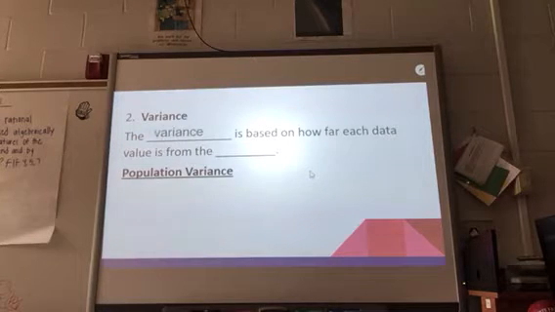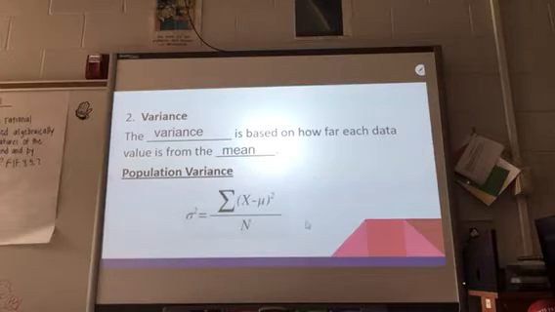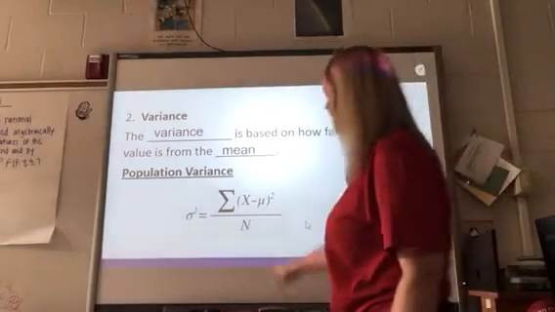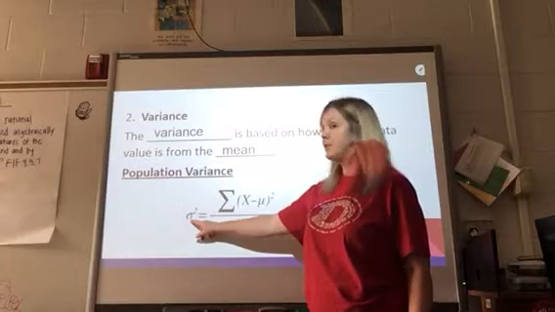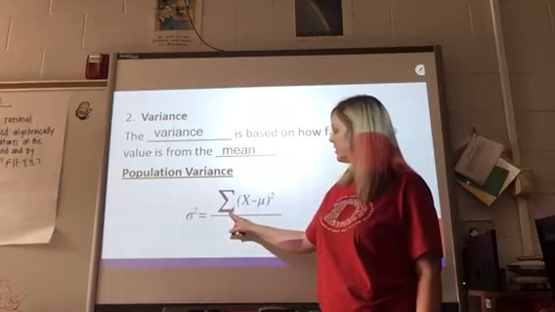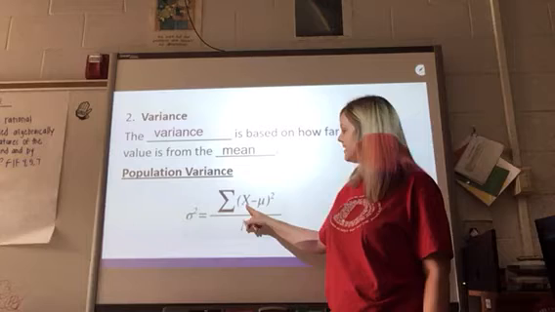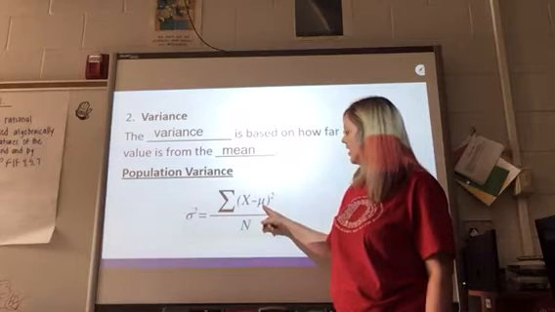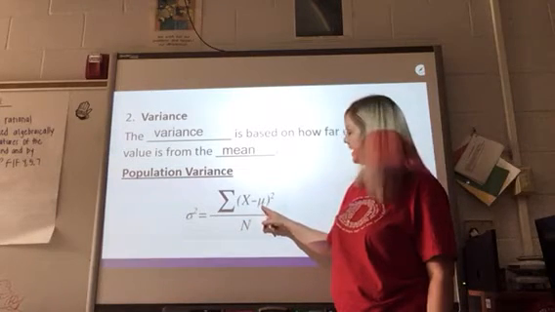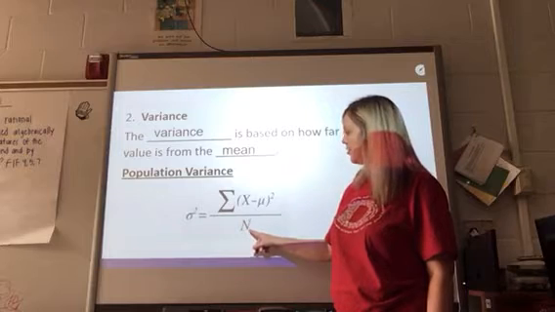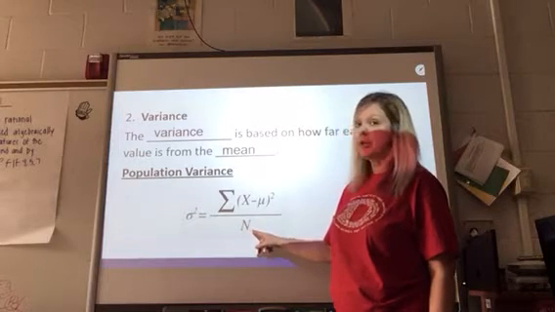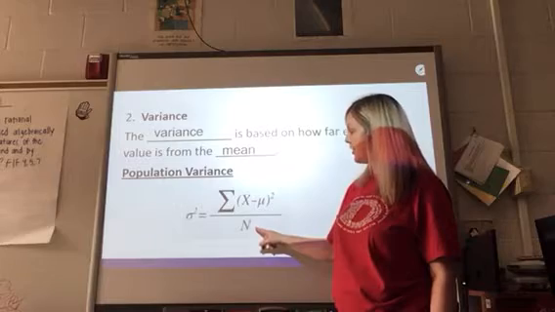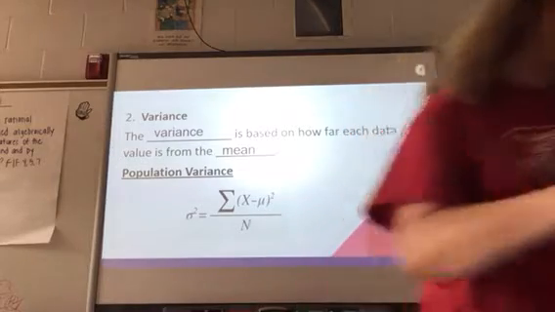Second is the variance. That's based on how far each data value is from the mean. There's the formula. It looks scary, but you don't have to use the formula. This stands for sigma squared, the sum of, that's the data value, that is the population mean, divided by the number of items. We'll be able to use the calculator to compute this.